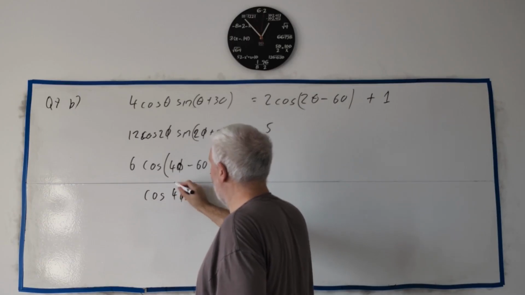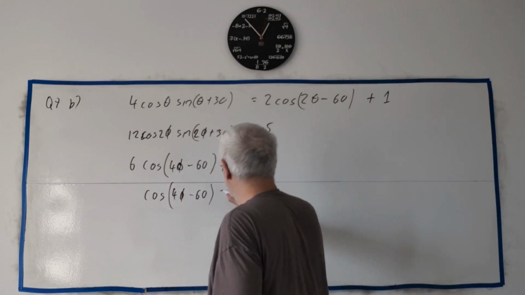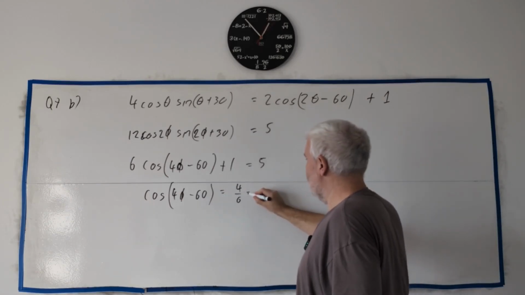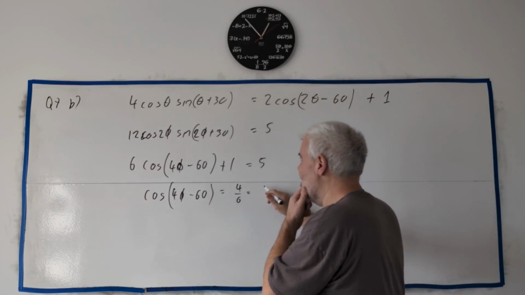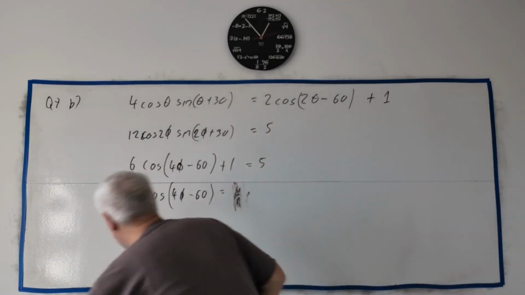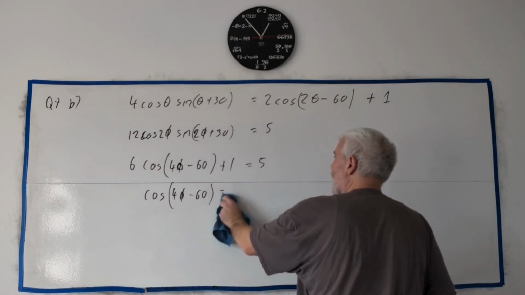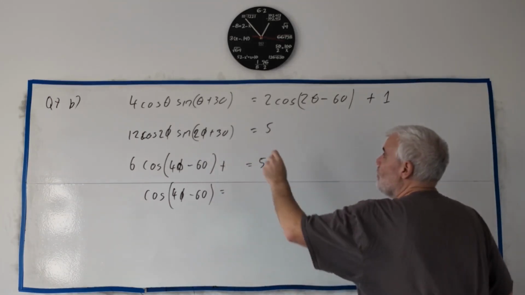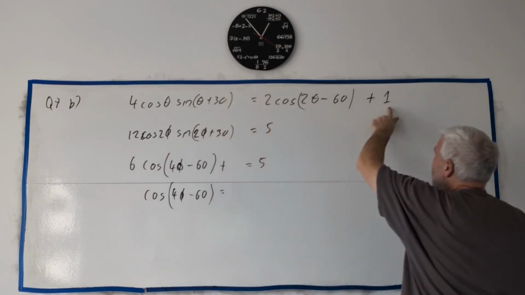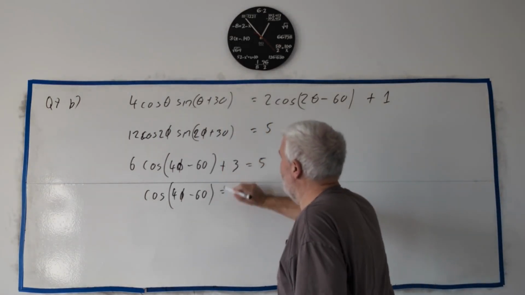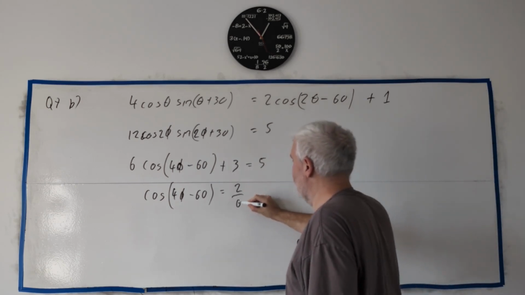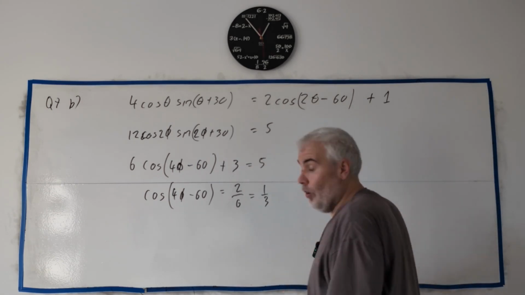Cosine(4 phi minus 60) is equal, so that would be 4 divided by 6, which is the same as, oh, you know what? No, I've made a mistake there. Let's see, that 1 is wrong. Can you think why? I multiplied this by 3. I multiplied this by 3. I forgot to multiply that one by 3. So it should be 5 minus 3, which is 2, divided by 6. So it's the same as 1 over 3.